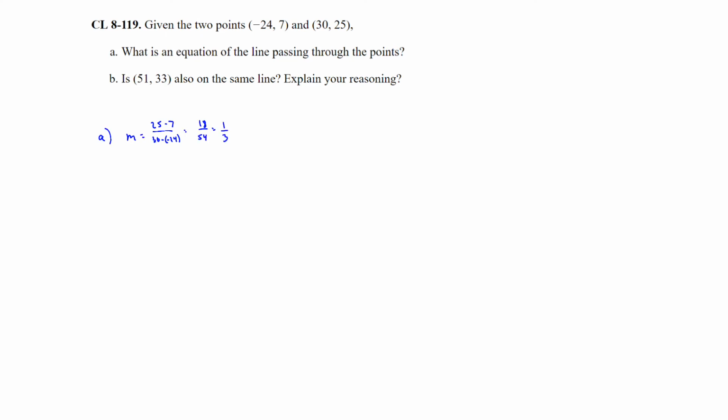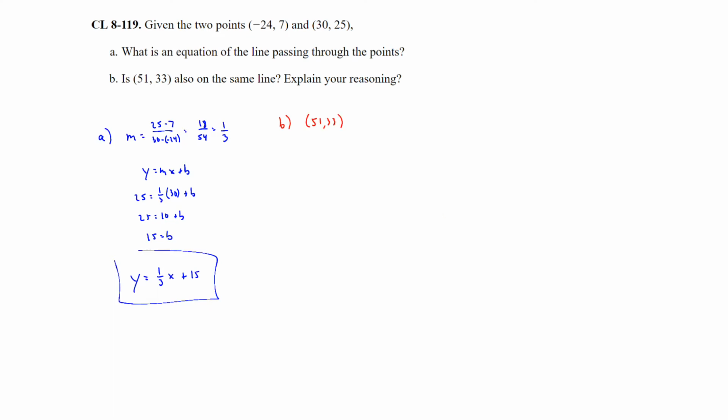So that's the slope. And then to be able to write the equation, I still need the y-intercept. So we can take one of the points, I'll take the second one, plug in 25 for the y, 1/3 for m, and then 30 for x, and then add b, and then we can solve. So 1/3 of 30 is 10, subtract 10, and we get b equals 15. So we're able to write the equation y equals a slope of 1/3 times x plus a y-intercept of 15.